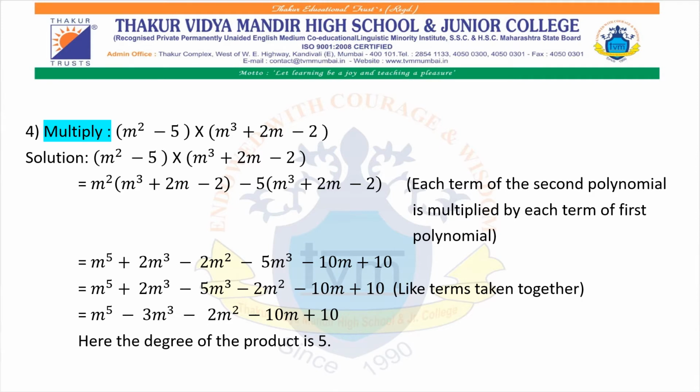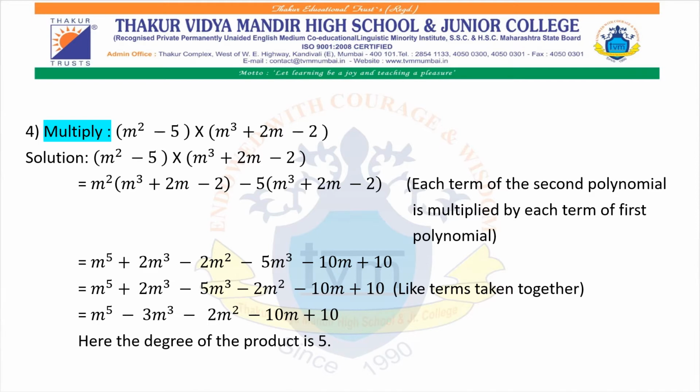The solution is (m square minus 5) into (m cube plus 2m minus 2). Here first m square will multiply the entire bracket and then minus 5 will multiply the entire bracket again. Each term of the second polynomial is multiplied by each term of the first polynomial. So m square into (m cube plus 2m minus 2), minus 5 into (m cube plus 2m minus 2). So when m square and m cube are multiplied, the answer is m raised to 5. When m square and 2m are multiplied, the answer is 2m cube.